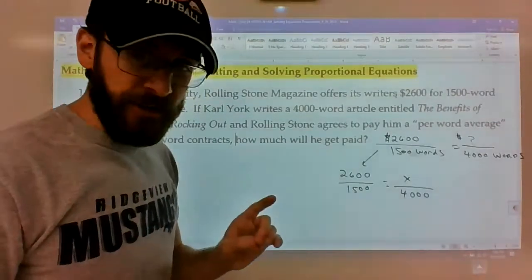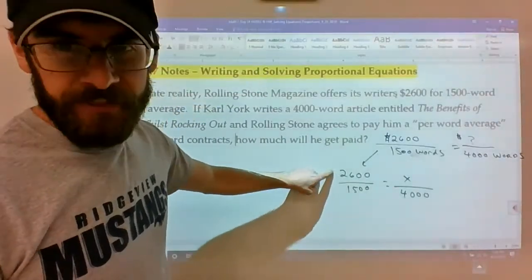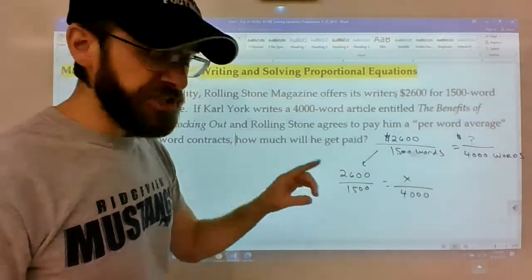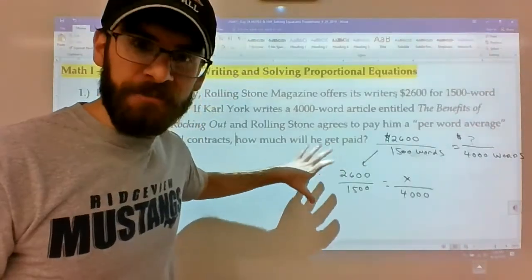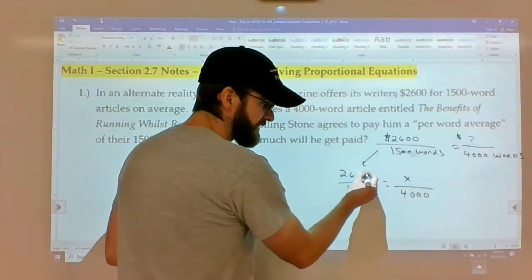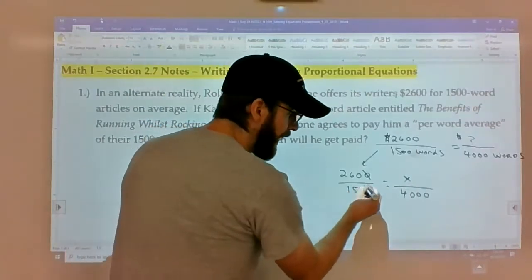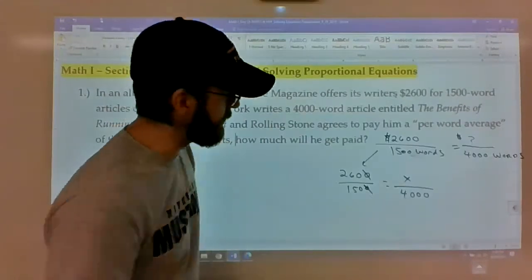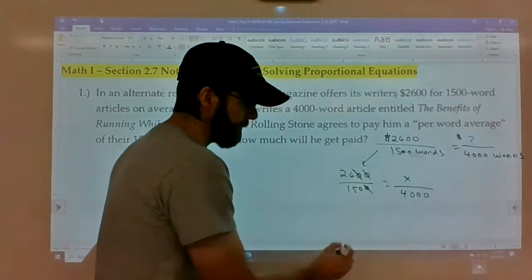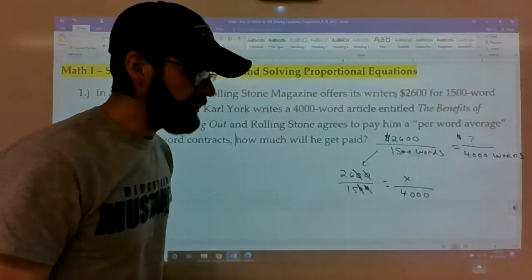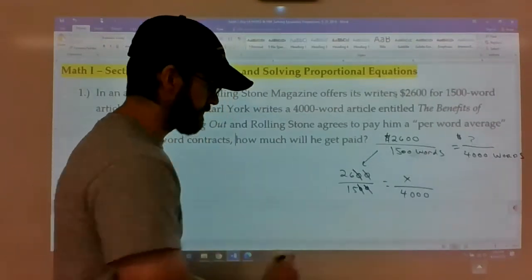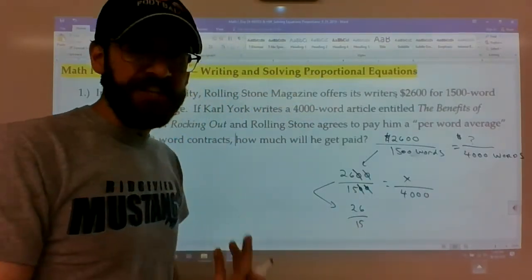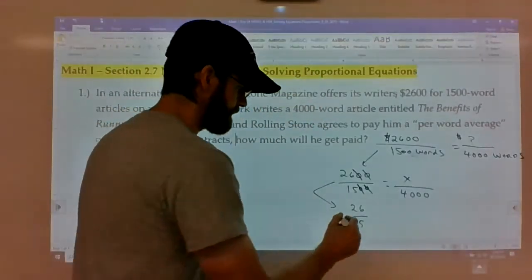Now, before I do anything, I notice that these both have double zeros at the end, which means I can simplify this fraction by dividing the top by 10 and the bottom by 10. Now it's 260 over 150. Do it again. Divide the top by 10 and the bottom by 10. You're left with 26 over 15. This just eases the burden of our calculations.